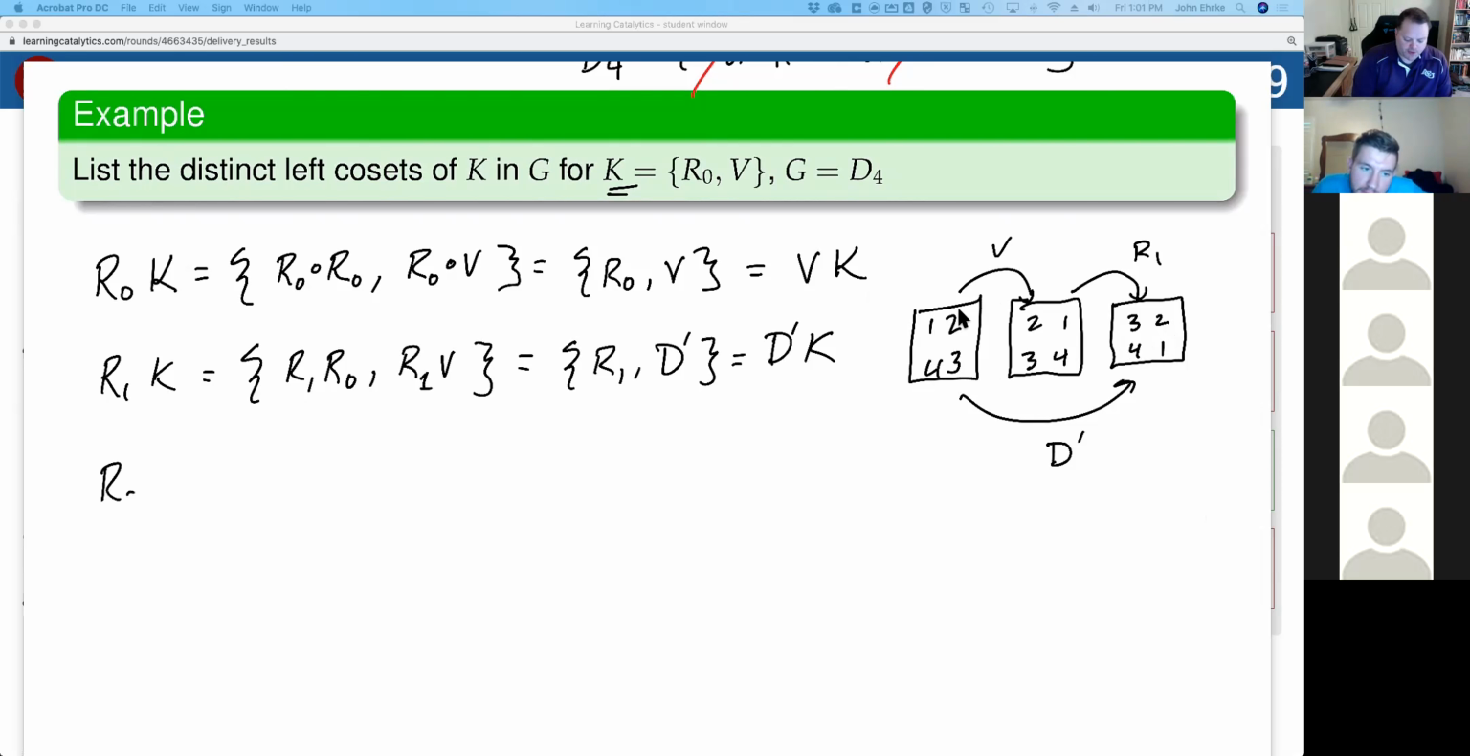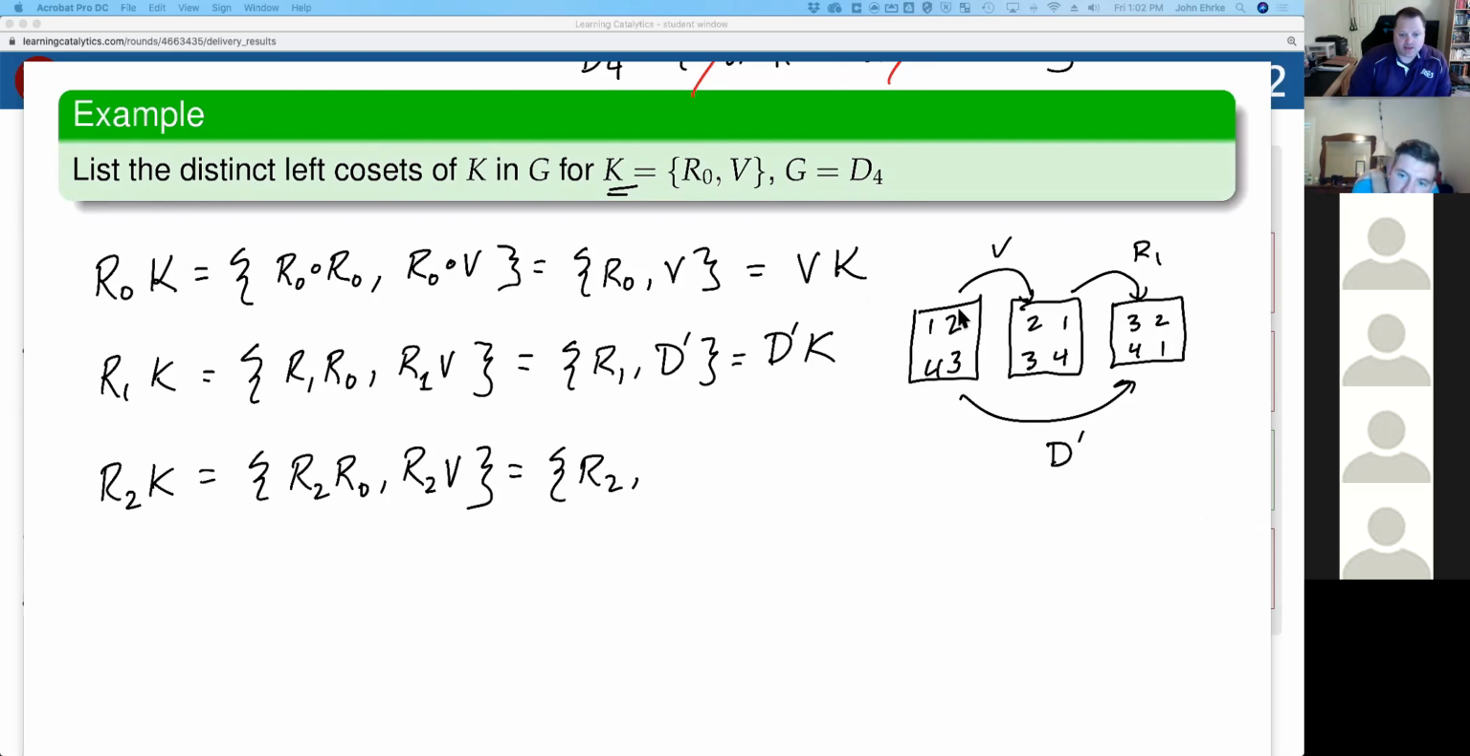All right, let me just fill in the rest of these and we can talk about them or any problems you may be having. So this will be R2 R naught, R2V. R2 R naught is going to clearly be R2. It turns out that R2V turns out to be H, which kind of makes sense, right? Because if you rotate 180 degrees and then do a vertical flip, it's like you're doing a horizontal flip. So this will be the same thing as H for the representative.